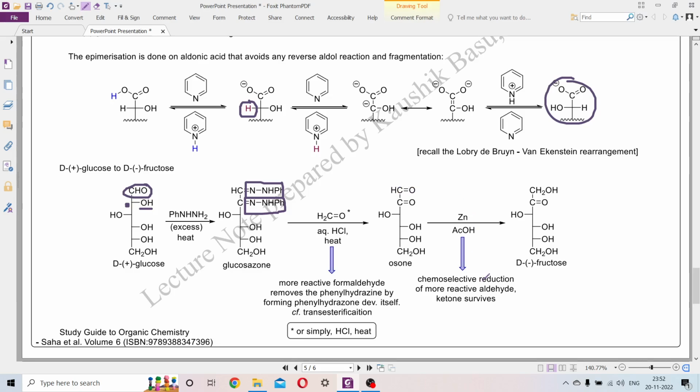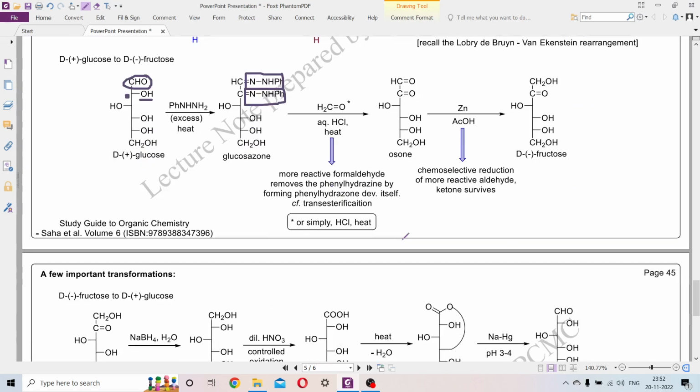Obviously, it is a chemoselective reduction, and we are not very surprised that this is getting reduced in preference to that. This is a keto carbonyl, this is an aldehyde carbonyl. We have a 1,2-dicarbonyl situation, so the reactivity is pretty high. But CHO will always be more reactive than C double bonded O of a ketone, and therefore it is reduced to the CH2OH, and we have D-minus-fructose.